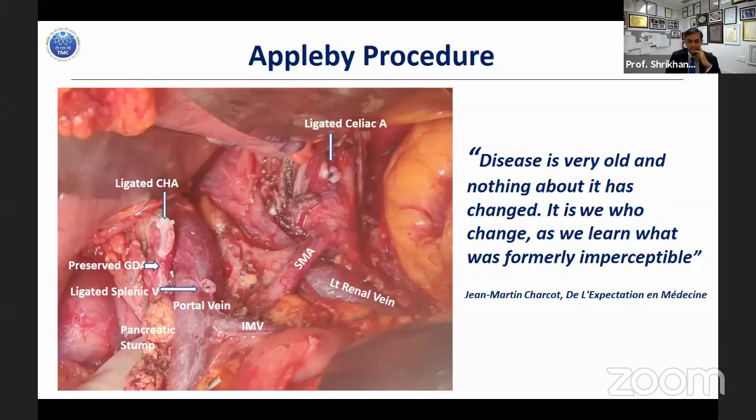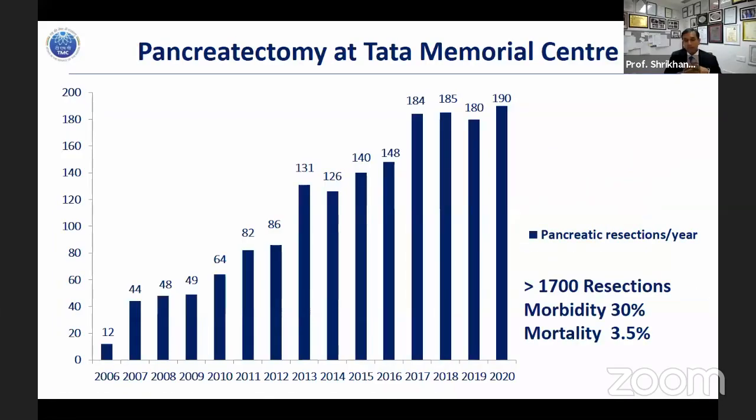This is our data in our team at the Tata Memorial. You can see that we have increased our complexity, range, and volume of surgery. Even in COVID year of 2020, we managed to do 190 pancreatic resections. Thanks to the segregation policy that we adopted in Tata, we never stopped our cancer services throughout this year at the Tata Memorial. So we do have an experience of over 1,700 resections.